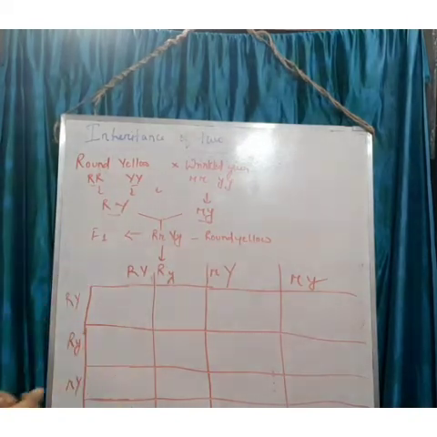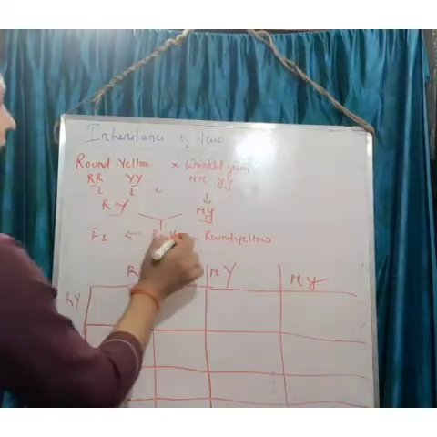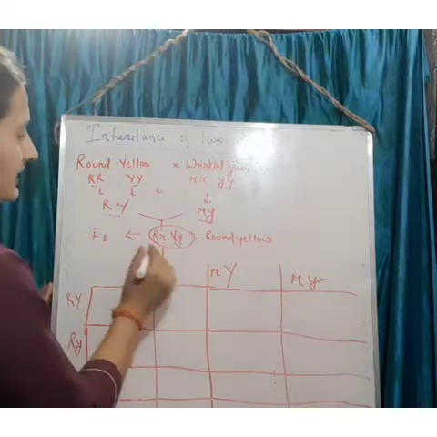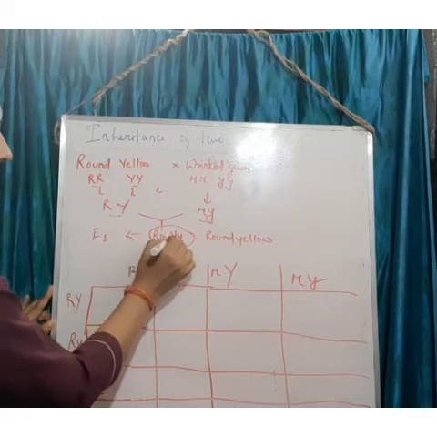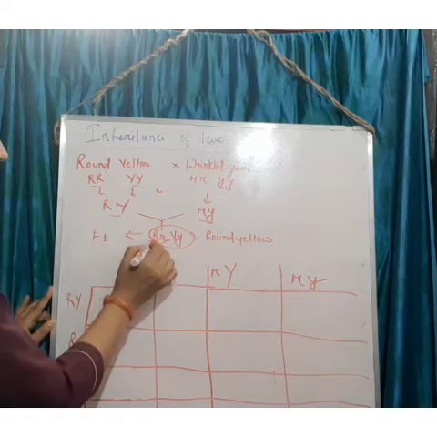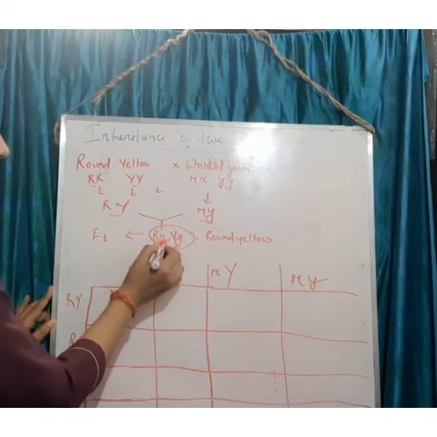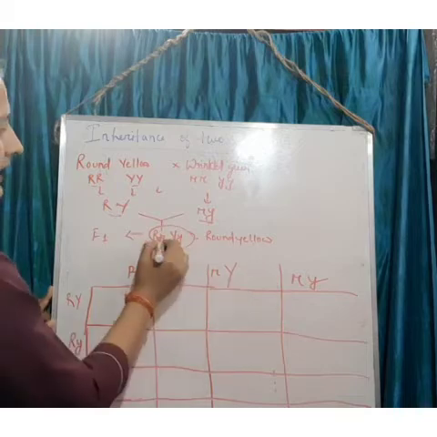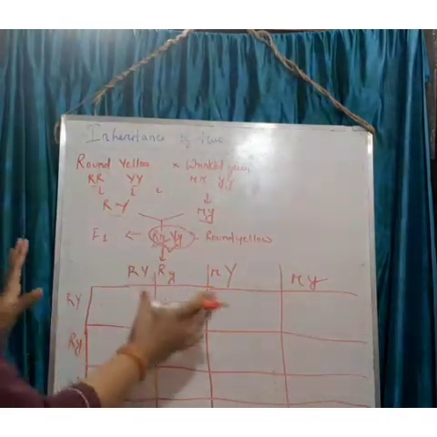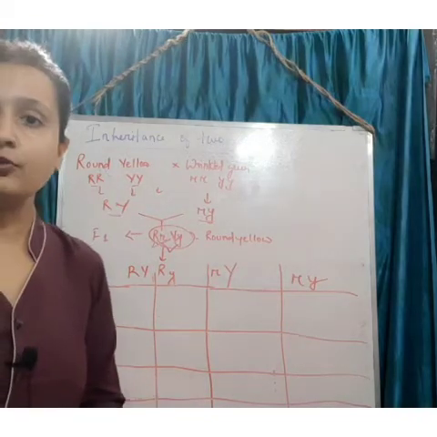Then what he did was self-pollination, selfing of this. In that way he got these alleles. So how is it done? This is RrYy selfing with itself, right? RY, Ry, rY, and here both are recessive, ry. Now after selfing, let us see what results he found.